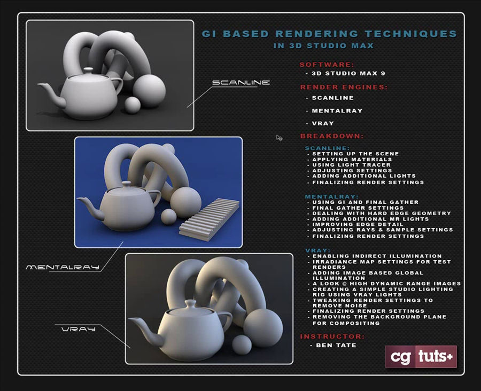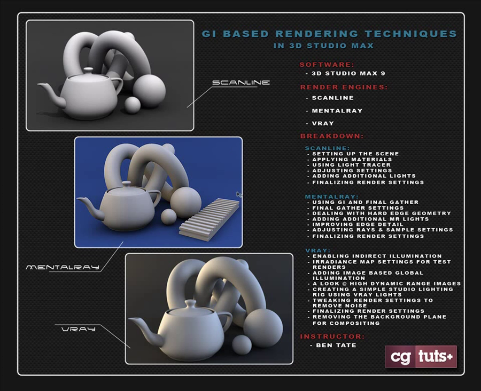We'll also look at how to do GI inside the scanline renderer using something that's called Light Tracer. We'll also look at adjusting settings, adding an additional light into the scene so we can get some directional shadows here, and also finalizing render settings to get a smooth and accurate result at the end.